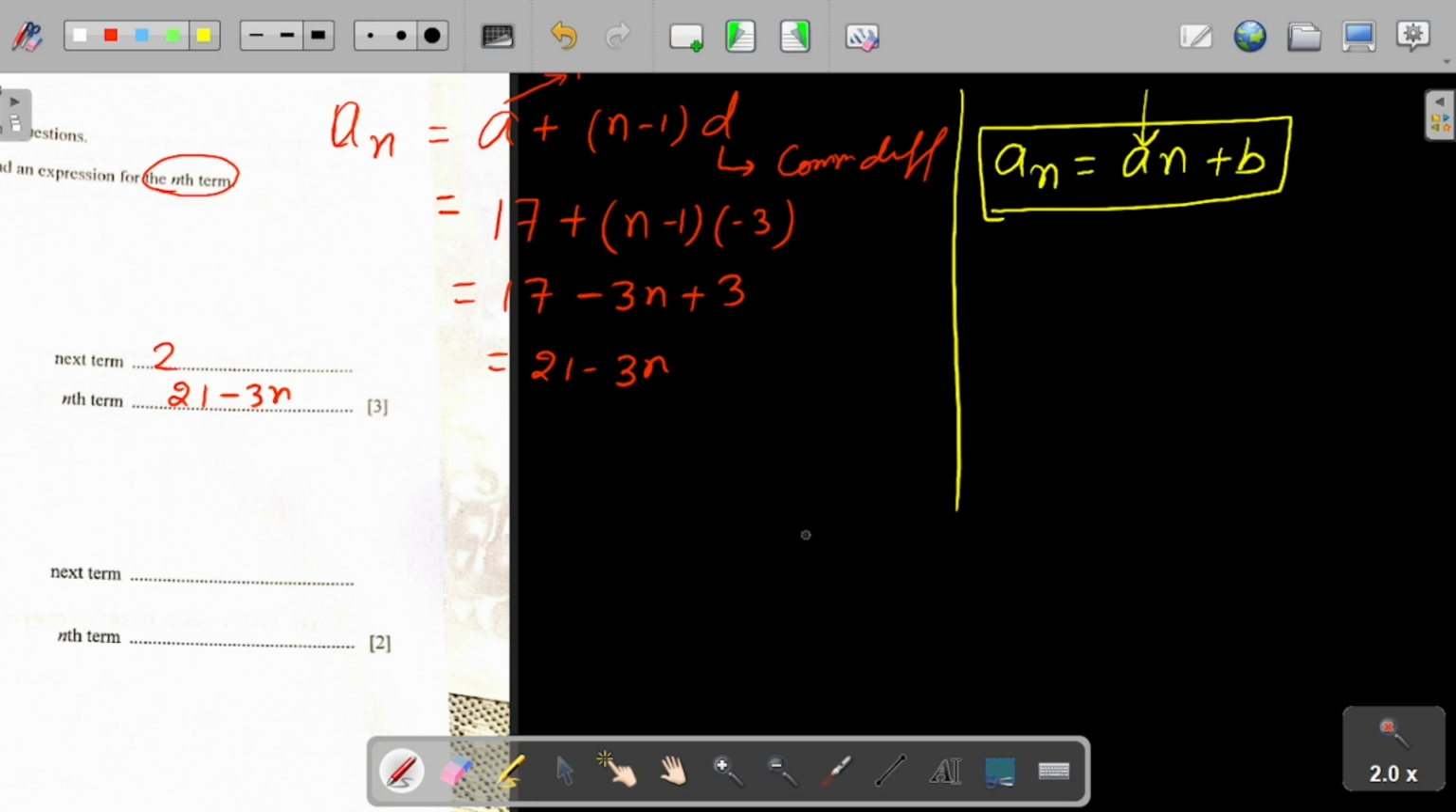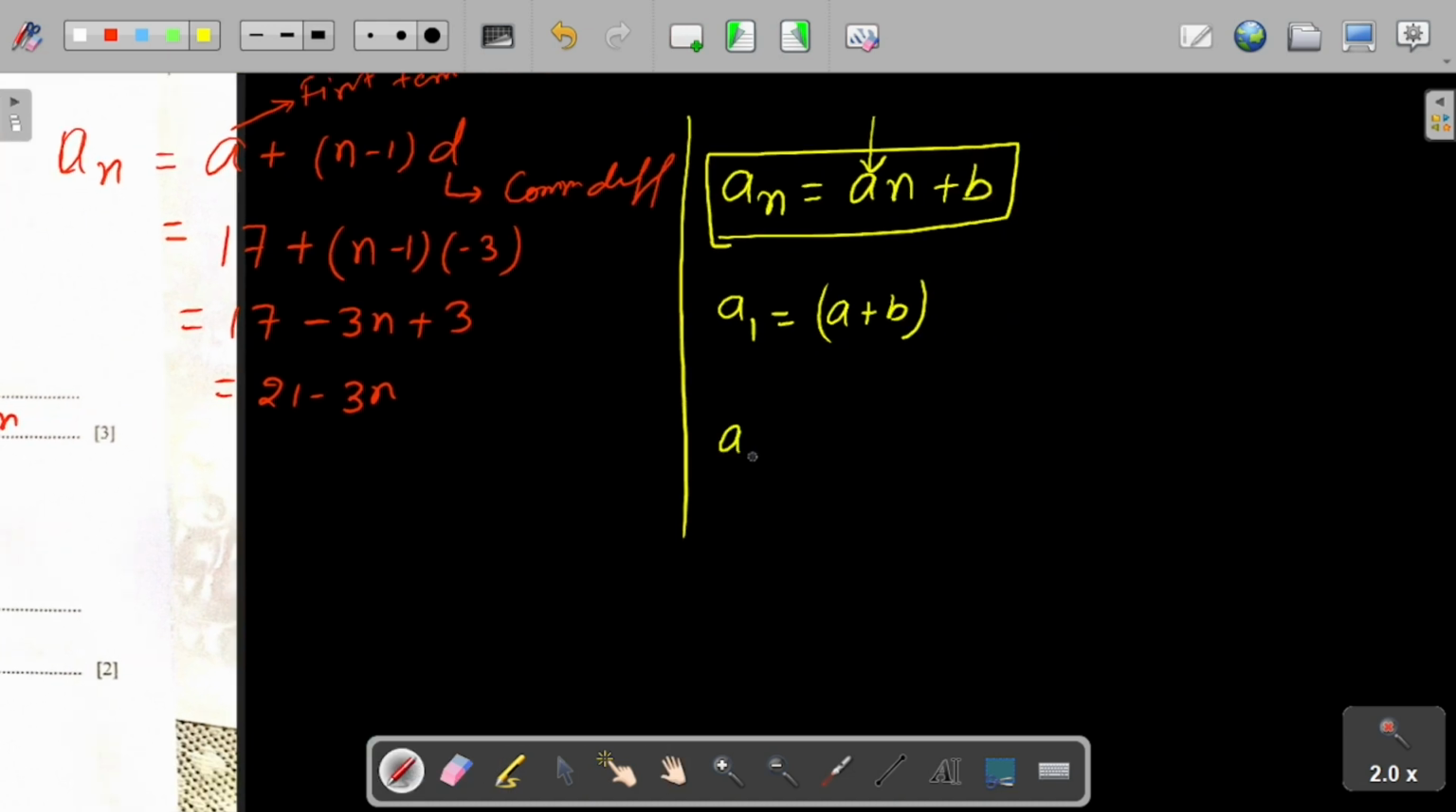I know the difference of consecutive terms is going to be the common difference, so let us write its terms. What will be the first term? If you put n equal to 1, the first term is going to be a plus b. The second term, a2, put n equal to 2, is 2a plus b. The third term will be 3a plus b, and then take the difference between consecutive terms.